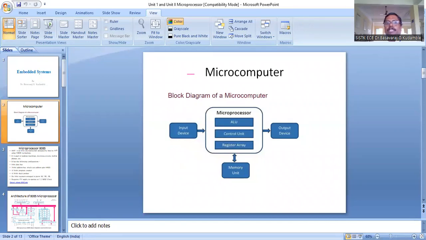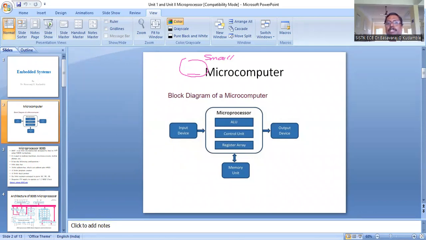So micro is nothing but size. Micro means small size. Computer is nothing but computing. The small size computer is called the microcomputer.